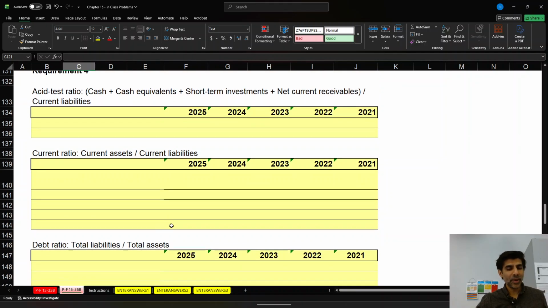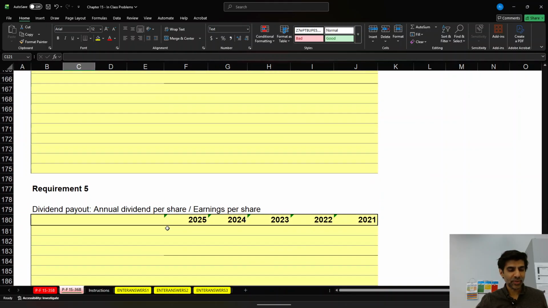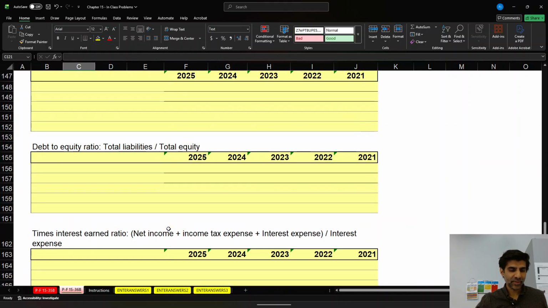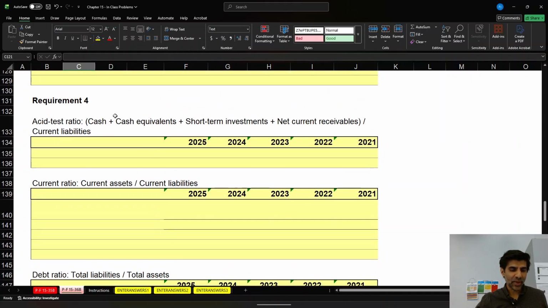So take a couple more minutes. Again, I don't want to linger on this. Calculating these ratios is somewhat trivial in that it's telling you what the formula is. So maybe I'll give you a couple minutes, see if you can figure this out, and then we'll just go through these.